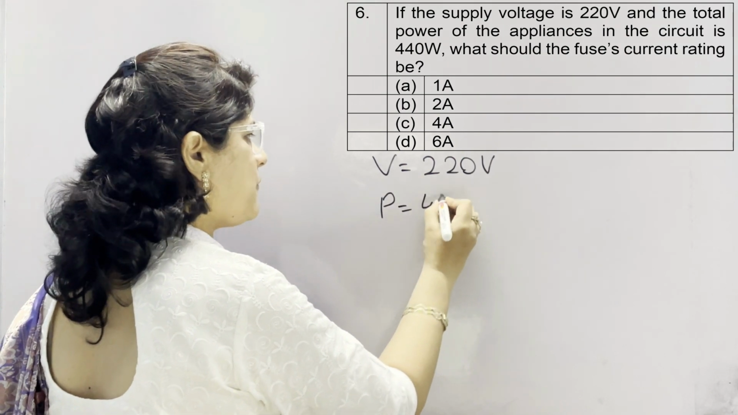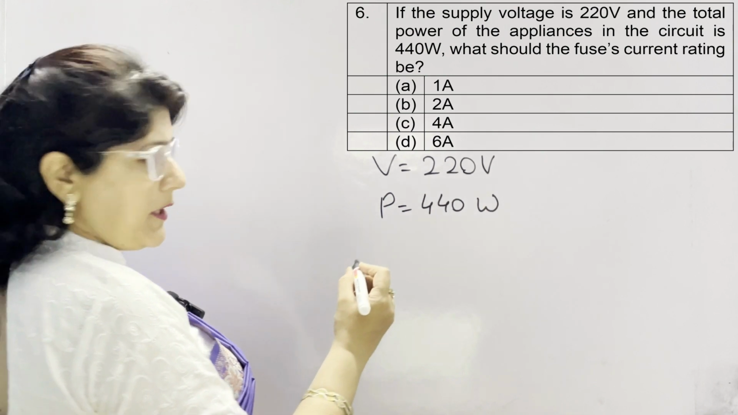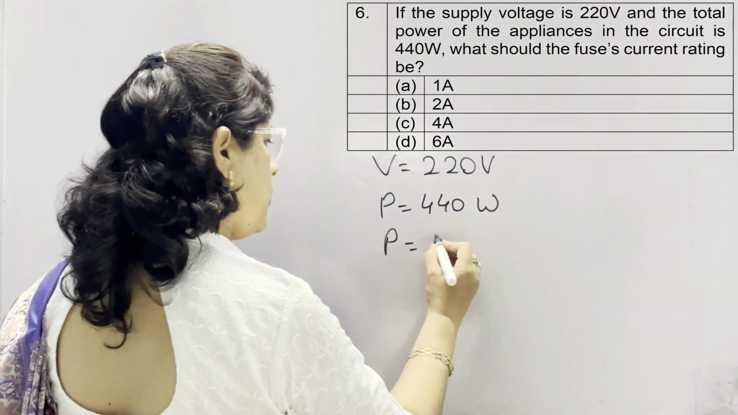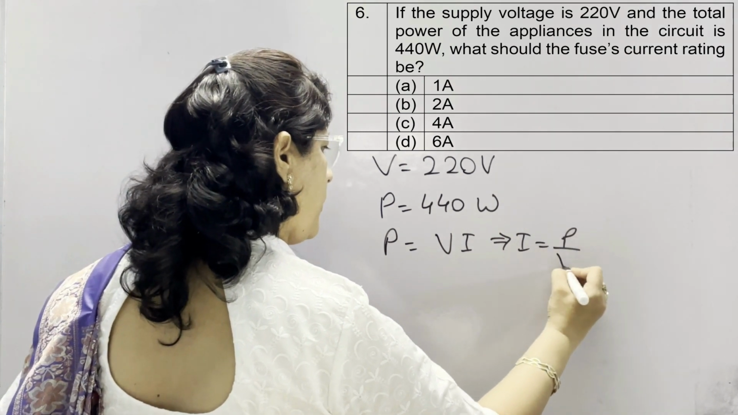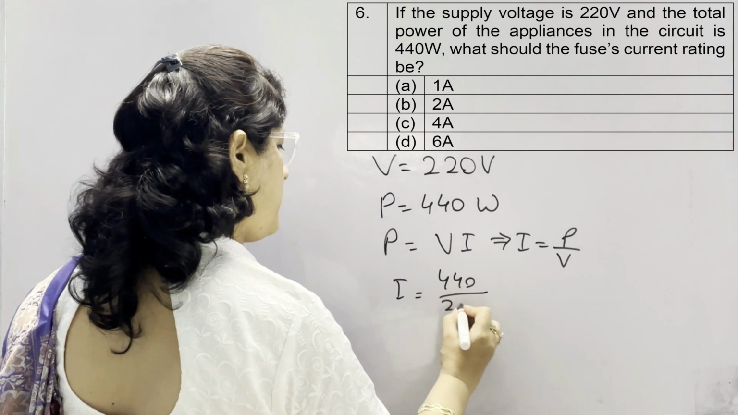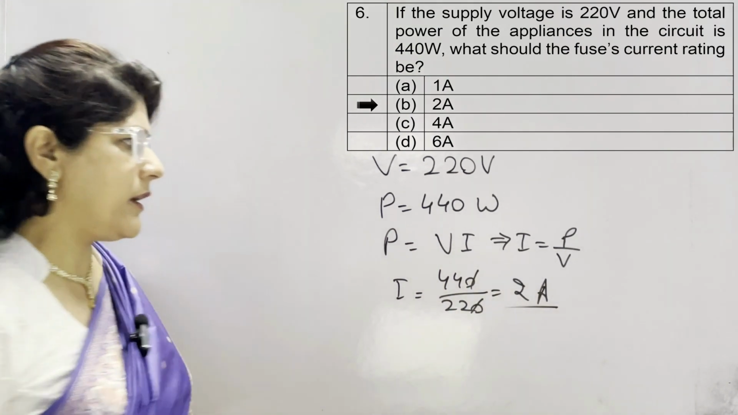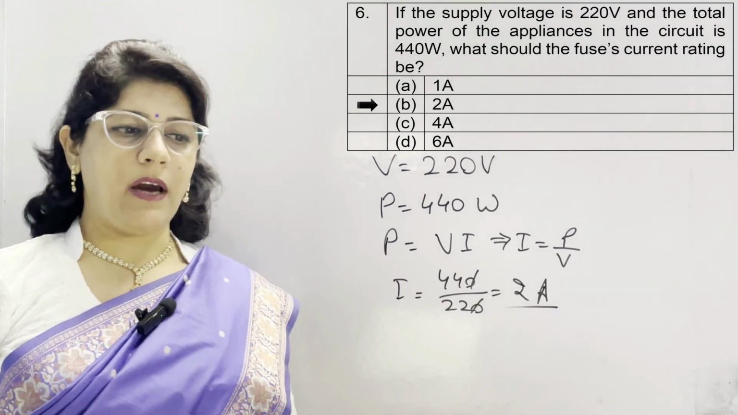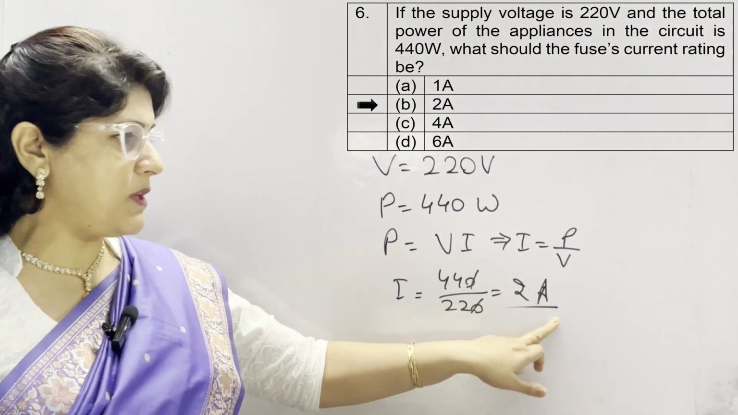Power is given as 440 watt. What should the fuse current rating be? So P is equal to VI, very simple formula. I is equal to P upon V. So I is equal to P, which is given as 440, and V is given as 220. So it is 2 ampere, the current rating of the fuse. Given options are 1 ampere, 2 ampere, 4 ampere and 6 ampere, and the correct option is B, which is 2 ampere.